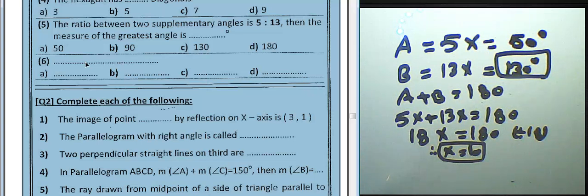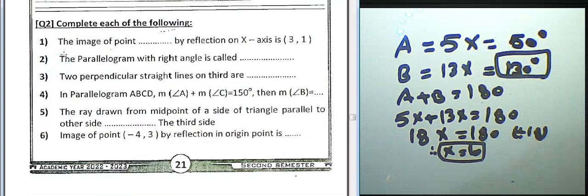So the properties of a parallelogram: Number 1, each two opposite sides are equal in length. Number 2, each two opposite angles are equal in measure. Number 3, the sum of the measures of each two consecutive angles is 180 degrees. The two diagonals bisect each other.